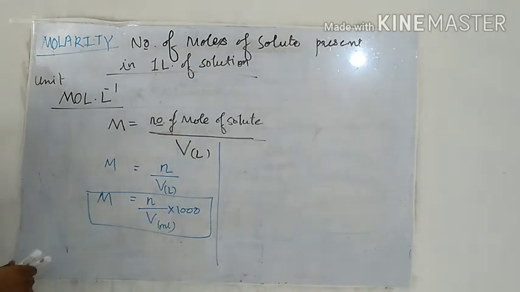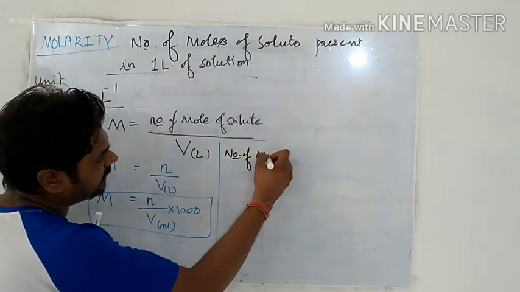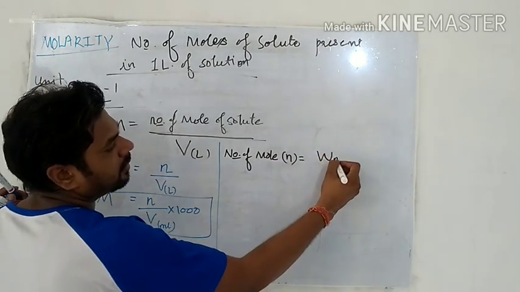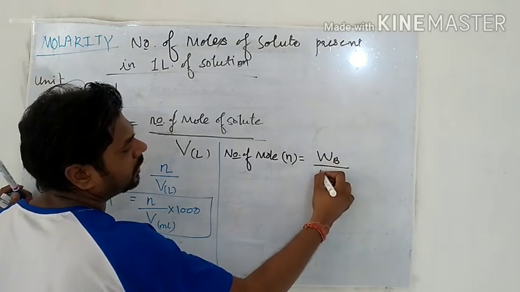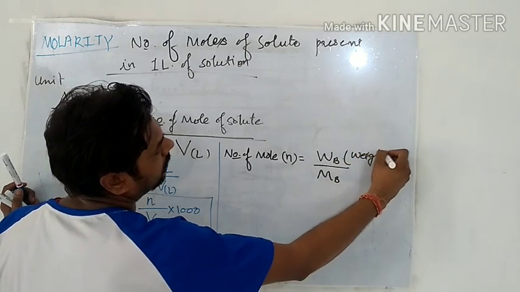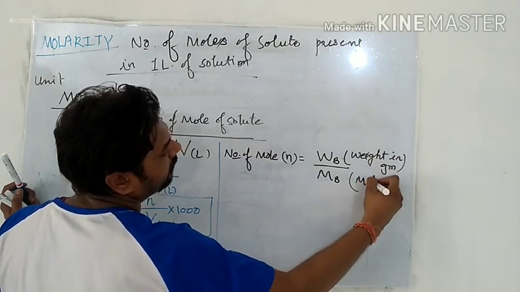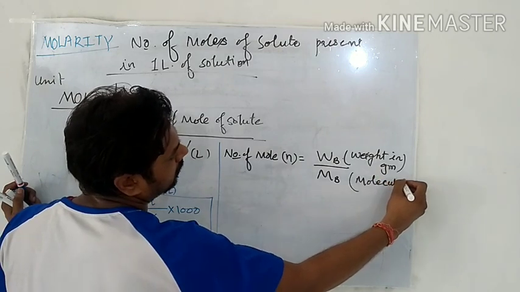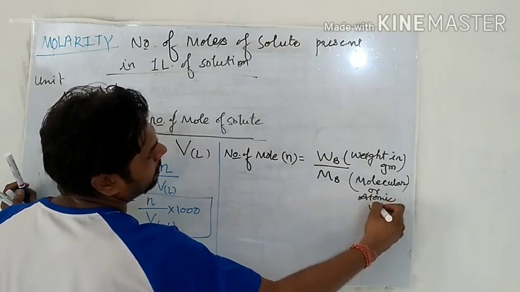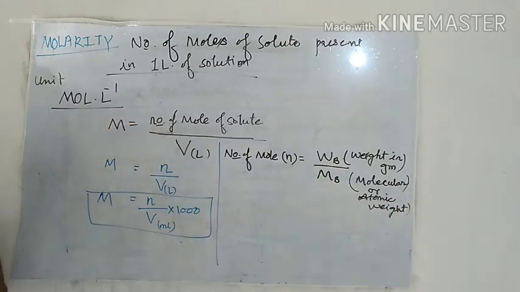And we know that number of moles, that is small n, can be found out as weight of solute over molecular weight of solute. WB is the weight in grams, and that is molecular weight or atomic weight. If we are taking a single element, we will choose atomic weight here. If we are taking a molecule, that will be molecular weight.